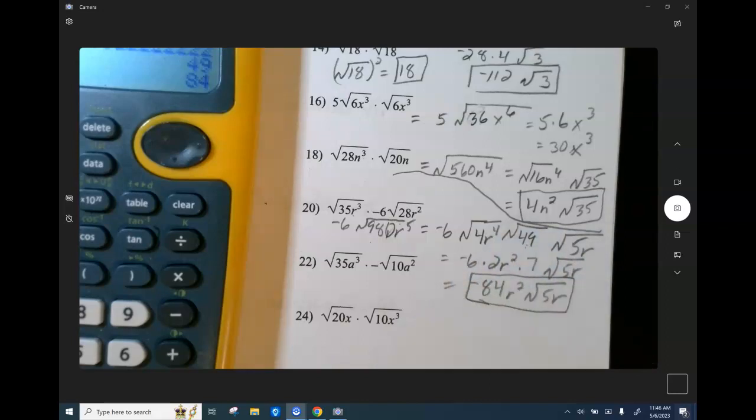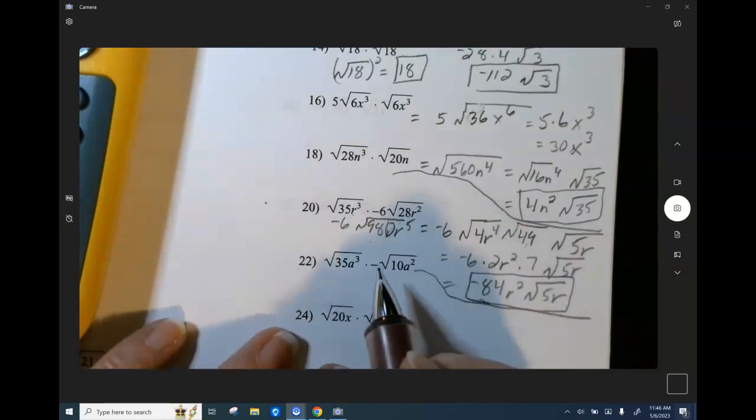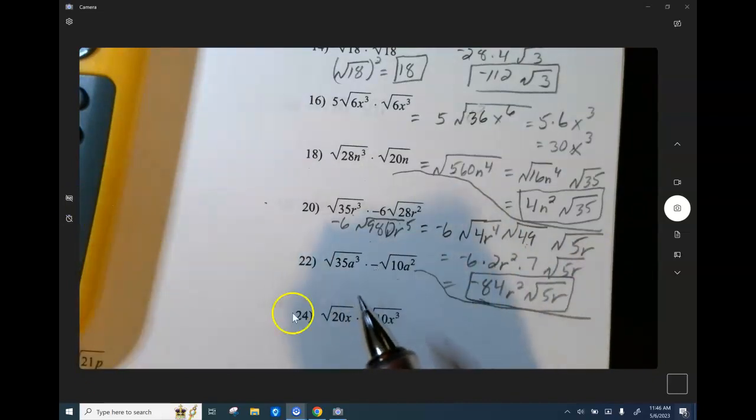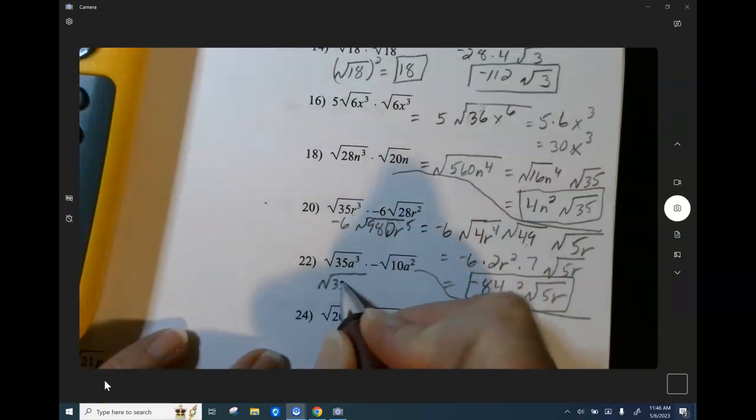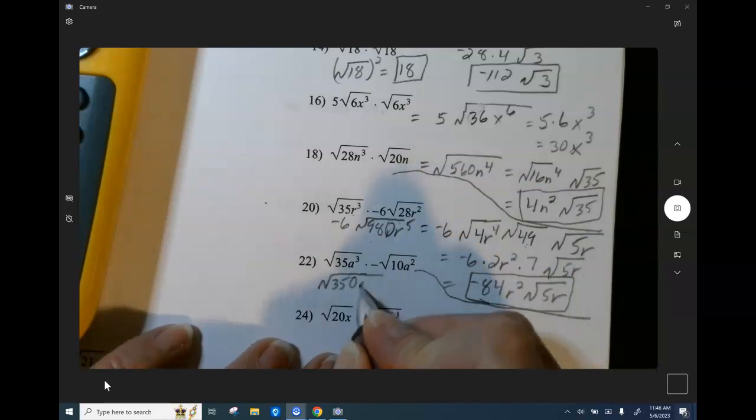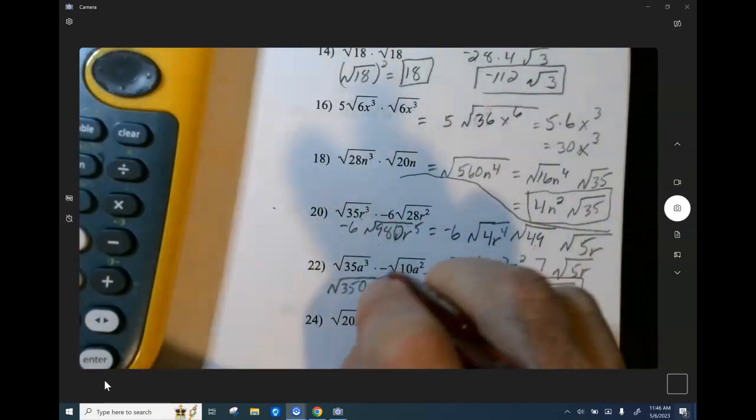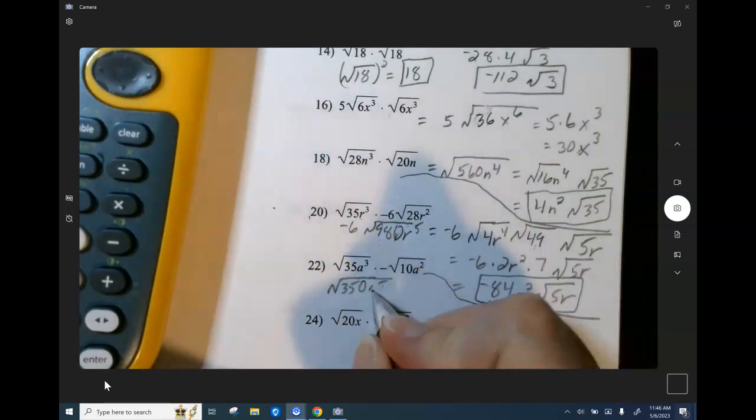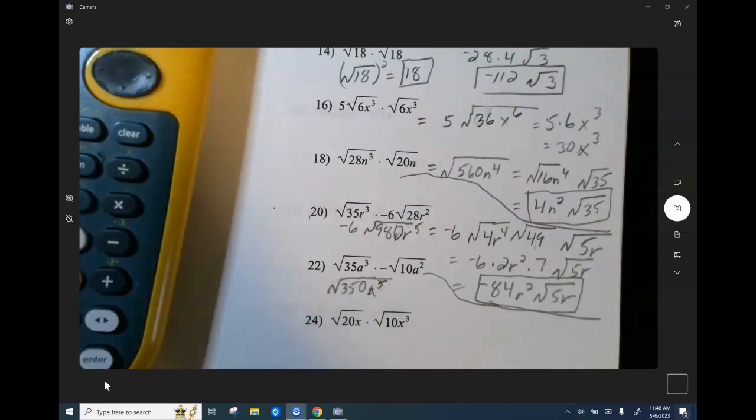Good. Which one do I want? Do I want 22 or 24? Let's do both. So here we go. This is going to give me the square root of 350 a to the 5th. Oops, it's to the 5th power, so a to the 5th power. Okay, so 350, play with that one. What should we try?